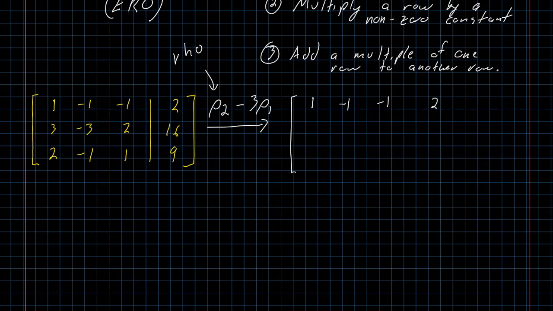The second row is going to be the operation. So I have 3 minus 3 times 1, which is 0. I have negative 3 minus 3 times negative 1, which is 0. I have 2 minus 3 times negative 1, which is 5. And I have 16 minus 3 times 2, which is 16 minus 6, or 10. Then my third row is going to stay the same.